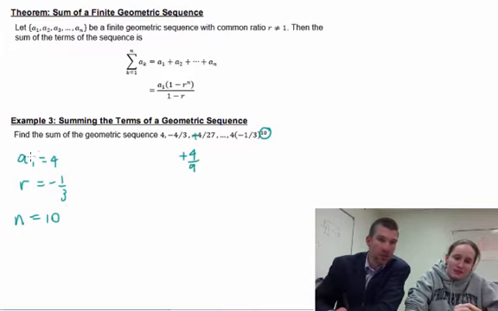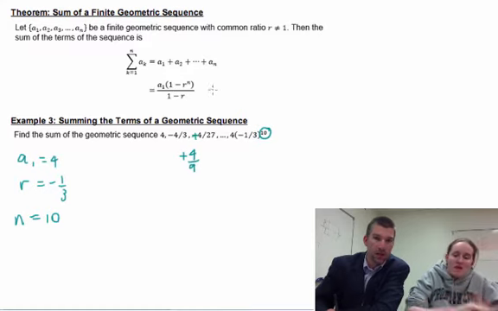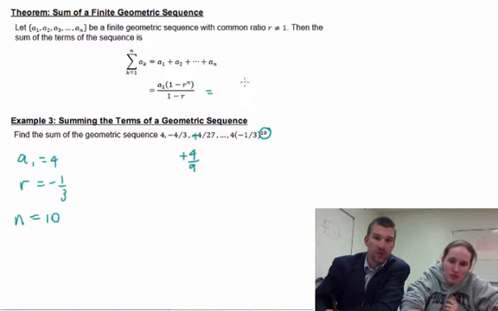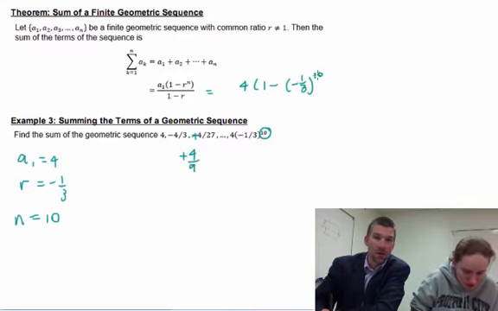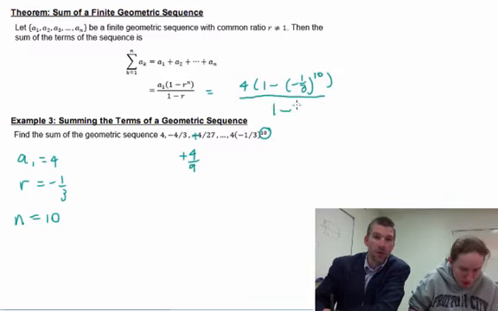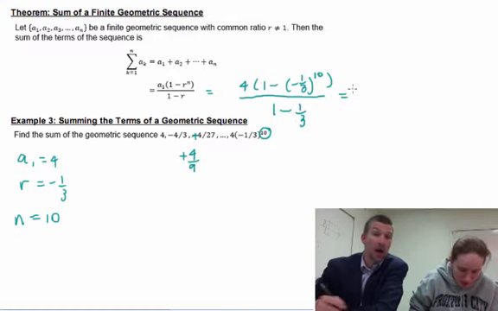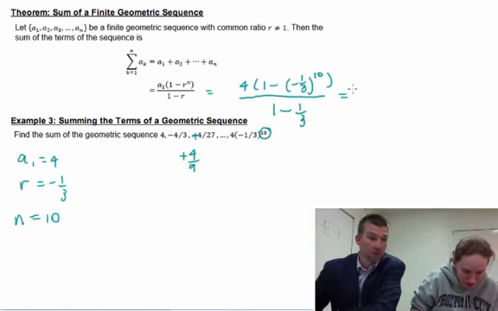Okay, so what I'm going to do is just plug these into the formula that I was given, which would give us 4 times 1 minus negative 1/3 to the 10th power, all over 1 minus negative 1/3. Now, I know this looks really strange and wacky, but it actually will sum up those 10 terms.